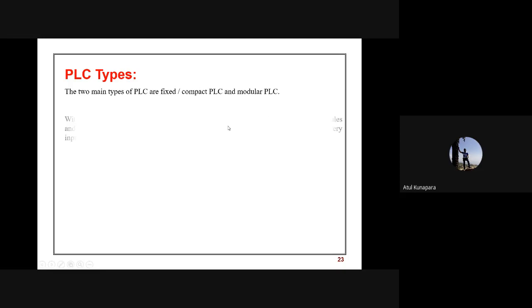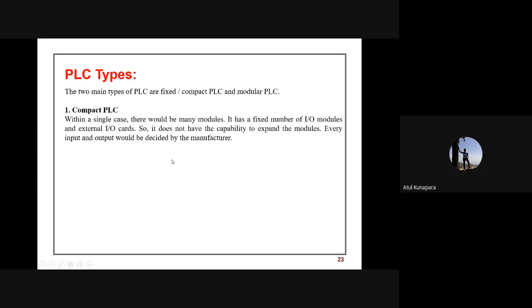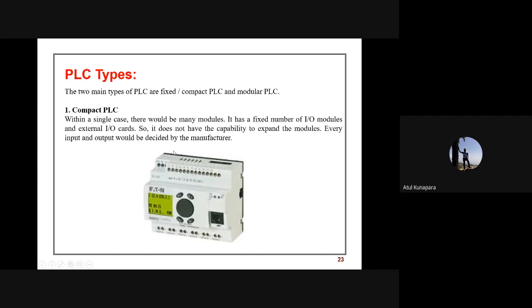Now, what is the difference between these? First, the compact PLC looks like this. In this PLC, there is no provision to connect anything extra. The input and output devices that can be connected are already fixed at the time of manufacturing. No extra module, no special module, nothing can be added. So this is a fixed PLC. Whatever way manufacturing is done, afterwards you can use only that number of inputs and outputs. So this is the compact PLC.